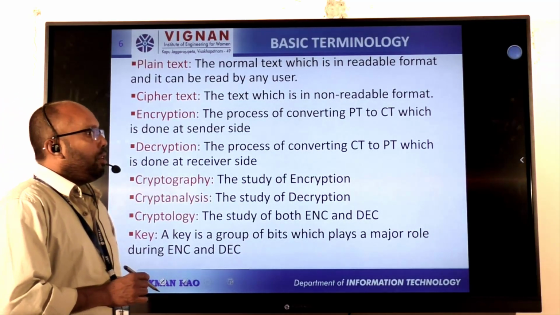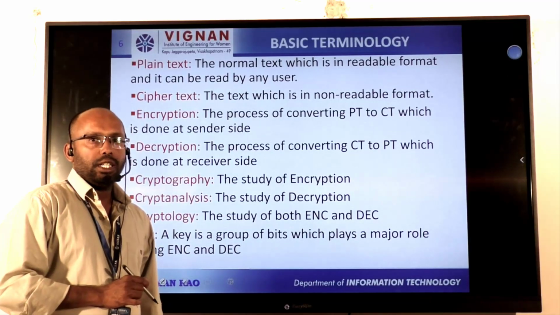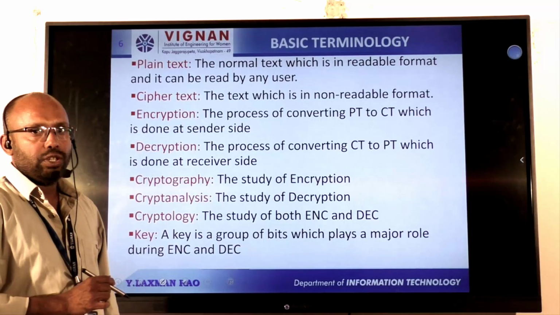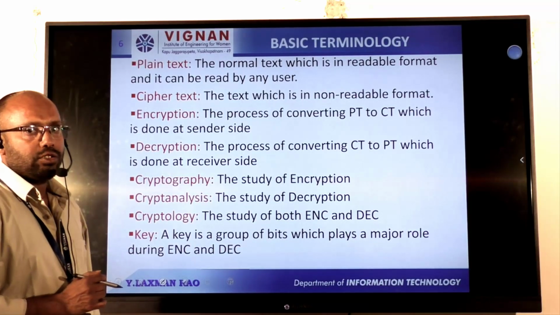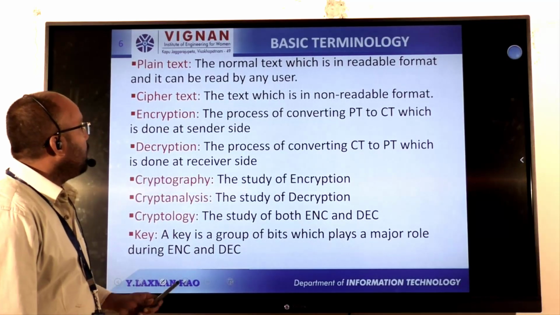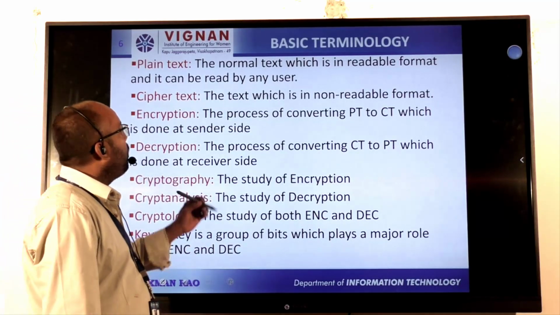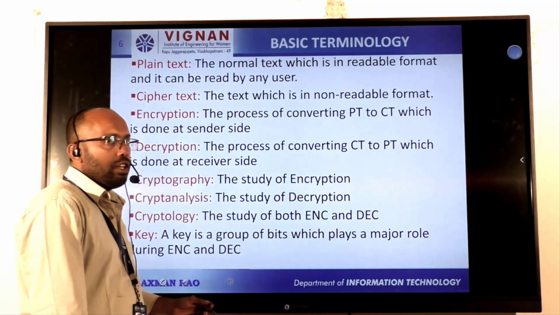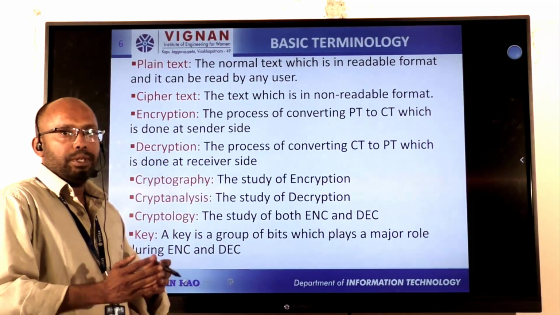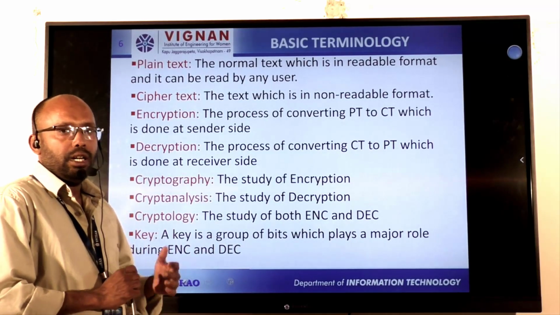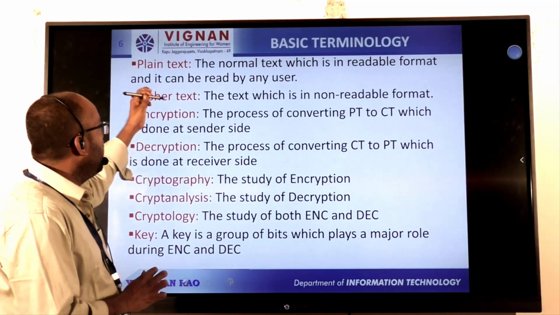So the basic terminology, the basic things in computer network security and cryptography. First we should understand the basic definitions, that is called terminology. Plain text: what is plain text? The normal text which is in a readable format and can be read by any user. As I already told in the previous diagram, from the sender side he will take the text that will be converted into the ciphertext.